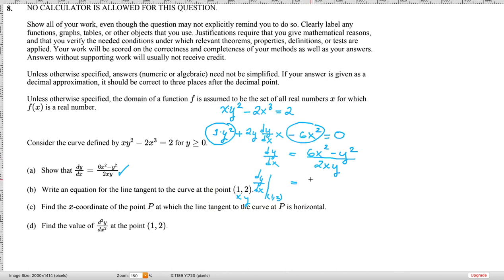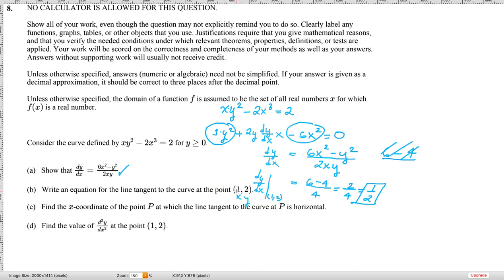So 1 squared is 1 times 6 is just 6, minus 2 squared is 4, over 2 times 1 times 2 is 4. I'm going to get 6 minus 4 is 2 over 4. I'm going to get 1/2. Just going to do that again because I made a mistake in the last video and I don't want to make a mistake in this one. 6 minus 4 over 2 times 1 times 2. Yeah, it is definitely 1/2. Okay, good. So now I have that the slope is 1/2.